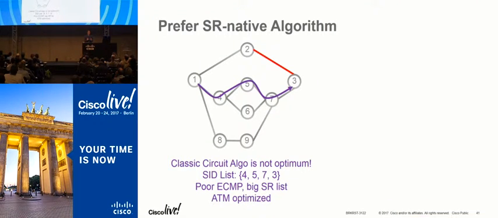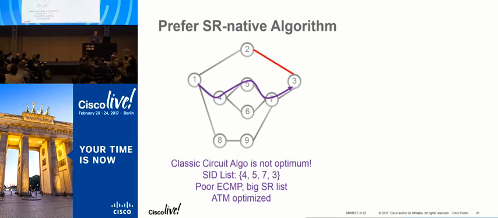Bad. Why? Many segments. Poor ECMP. By design, it's a circuit algorithm. So if you reuse this algorithm for segment routing, it's better than nothing. That's clear, but that's not good.